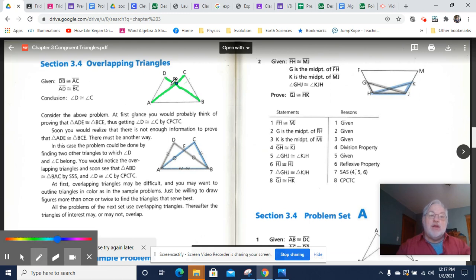I'll use a different color for that. AD is congruent to BC. And we're supposed to prove that angle D is congruent to angle C. Well, we could certainly prove that these two angles are congruent, but we don't have enough information to prove this side and this side and this side are congruent. Ultimately, we would be able to prove that.